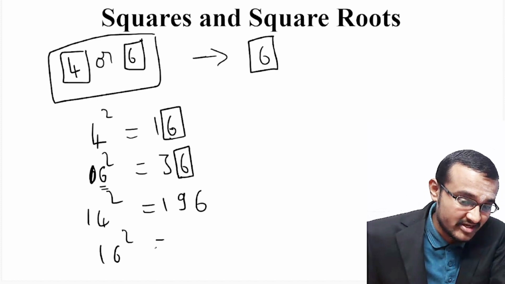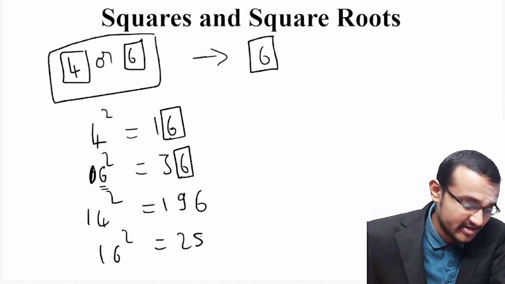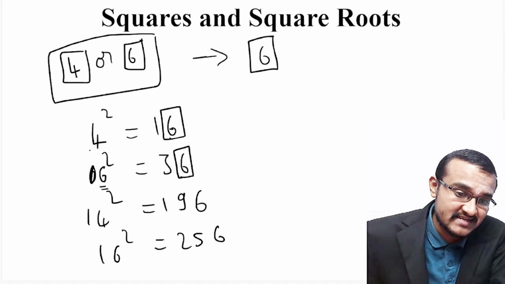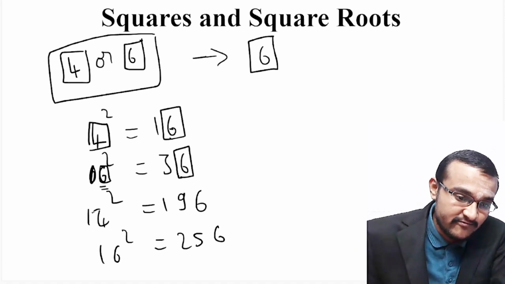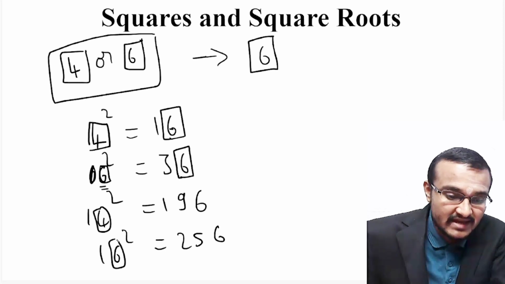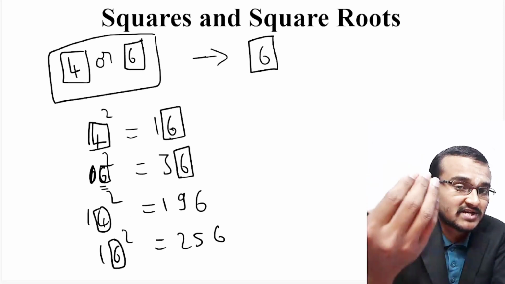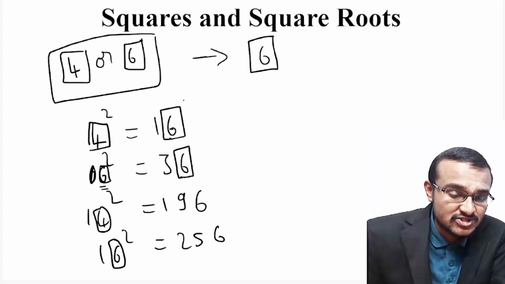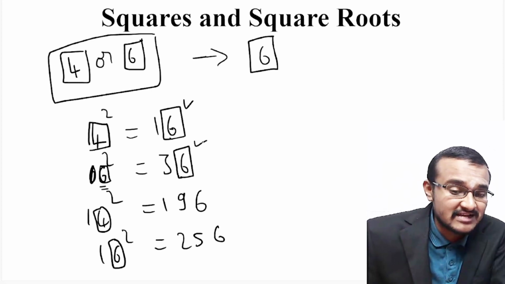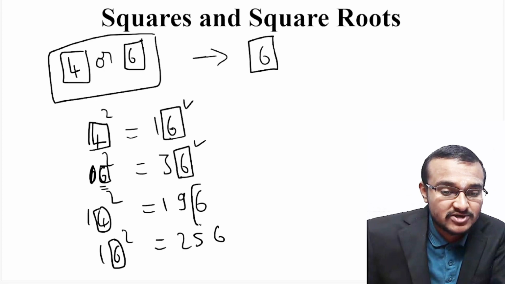Similarly, if you take 16 square, the answer for 16 square will be 256. So now you can see any number which is ending with 4 or 6, if you take the square of that particular number, then that will actually end with 6. That will actually end with the unit place equal to 6.